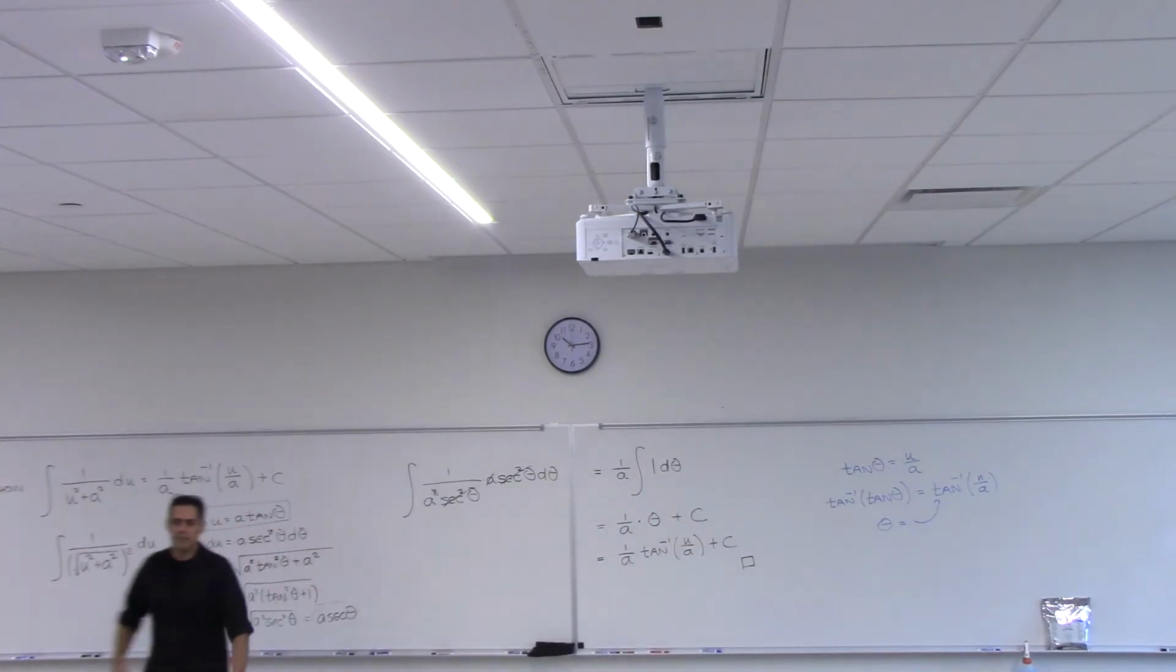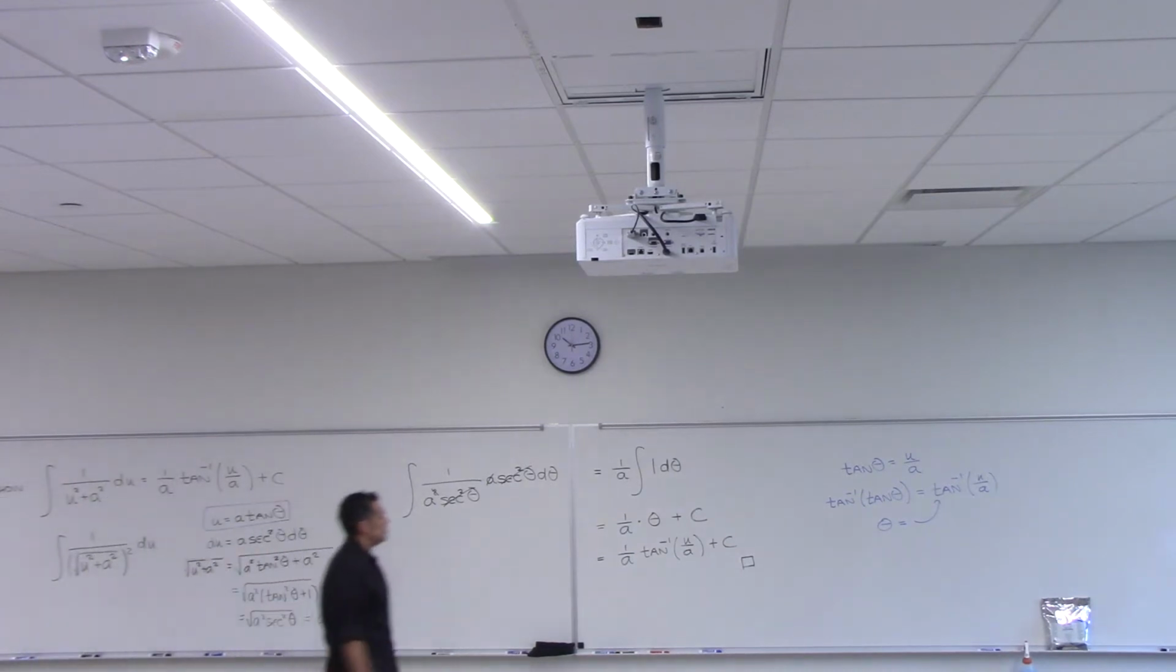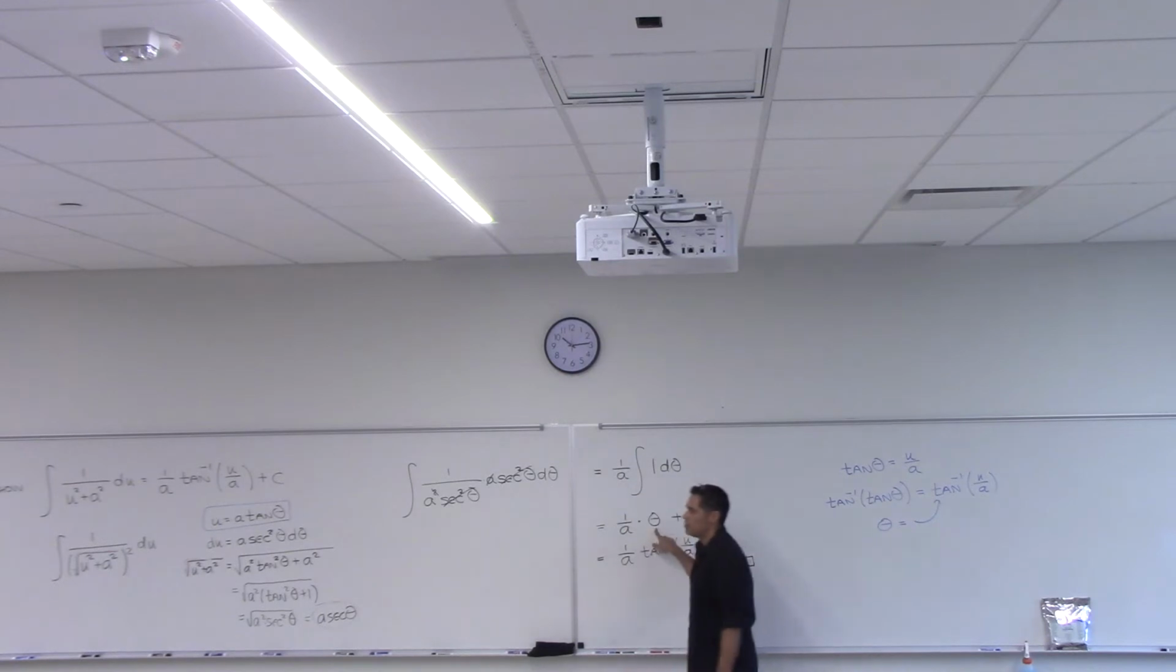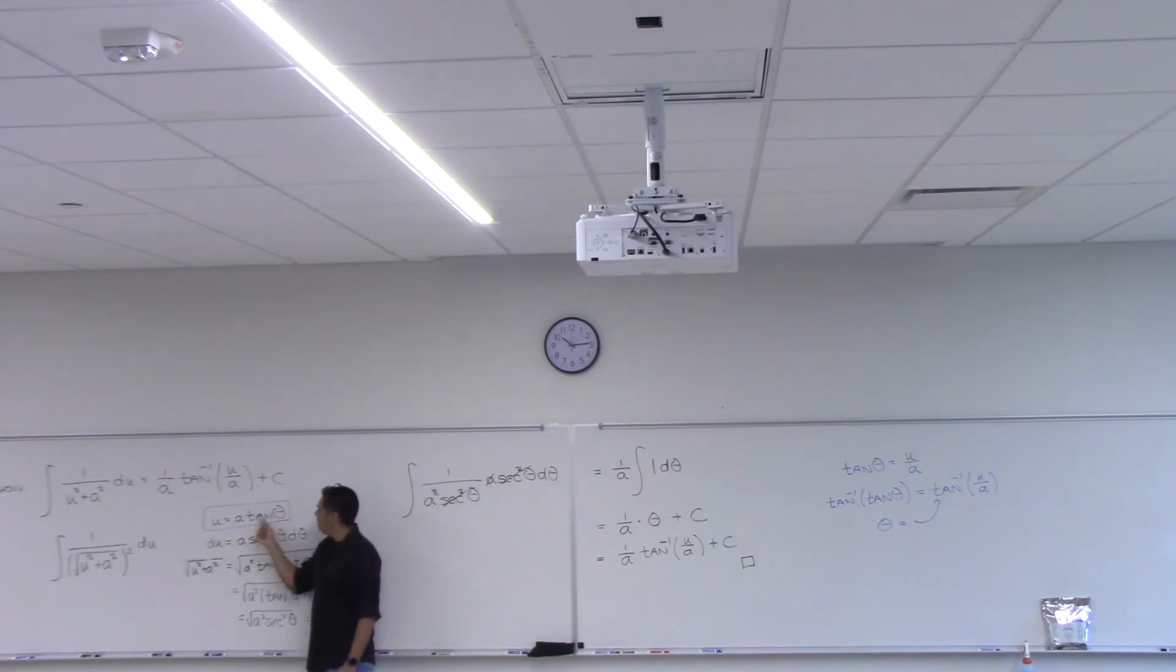That little box means I've shown you what I wanted to show you. All right? Yes? Why did you choose tangent? To solve for theta here, why did I choose tangent? Because this is where I made my trig sub. So I can solve for theta here in terms of u.